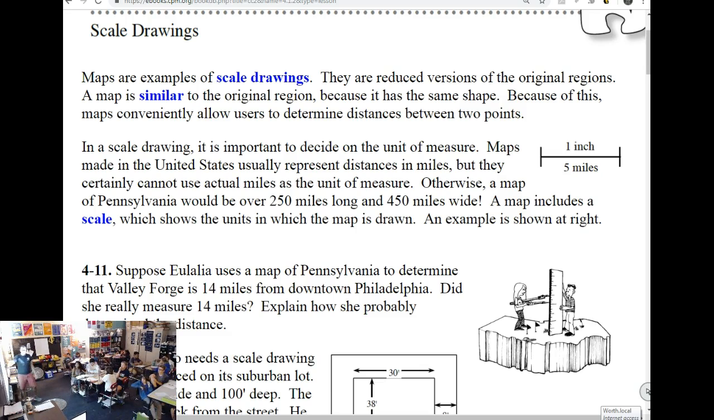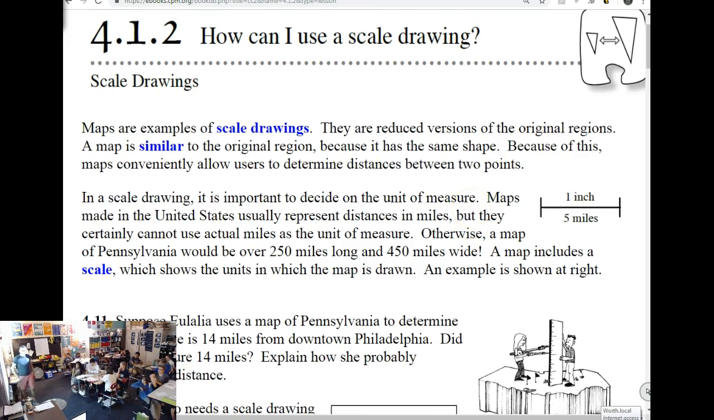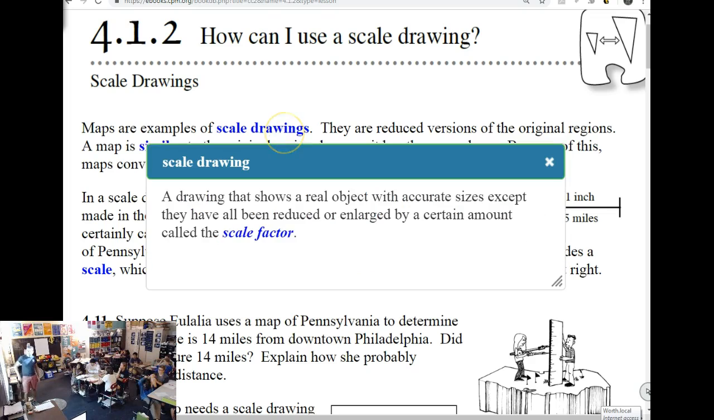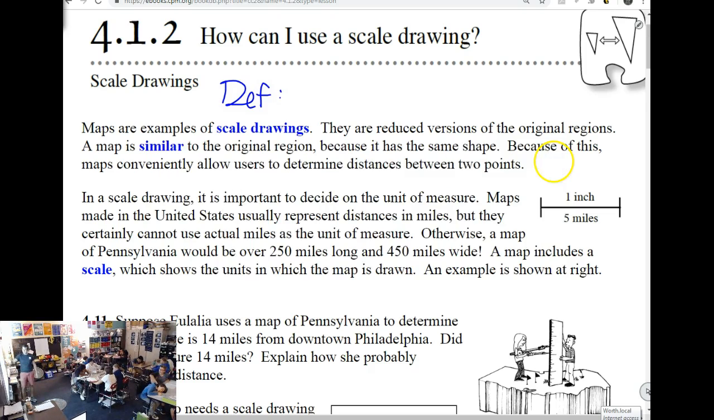So when we talk about scale drawings, they all involve a ratio. And actually, I'm curious what the definition says. Aha, scale factor. So, scale drawing. Go ahead and write down scale drawings. You should have it in your header, but we can put a definition here. Scale drawings are... I'm trying to figure out how to say this with the least amount of words.